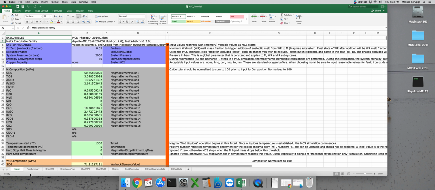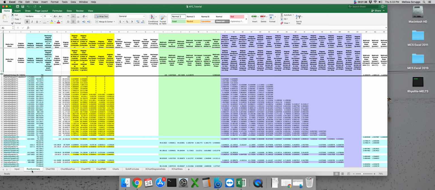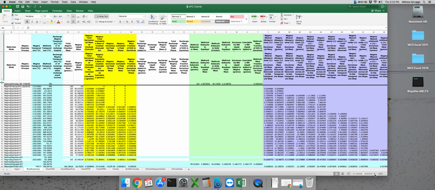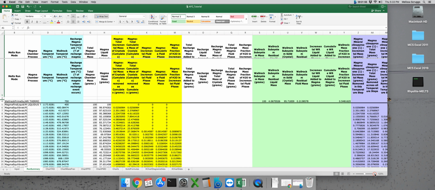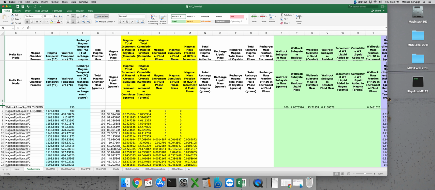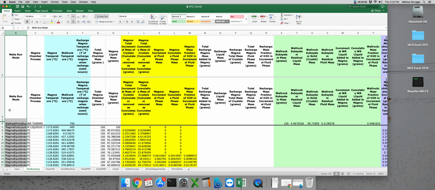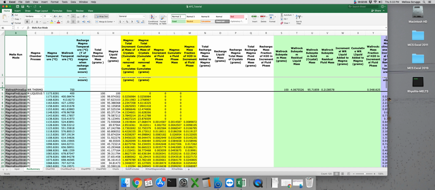Next, we have our Run Summary tab. This is the main place where the results of your phase equilibria modeling are stored. And I'll go through this column by column, and we'll talk a little bit about how to interpret the MCS output data. So I just need to zoom in so everybody can actually see things. There we go. So the first column we have here is column B, and that's the melt run mode.